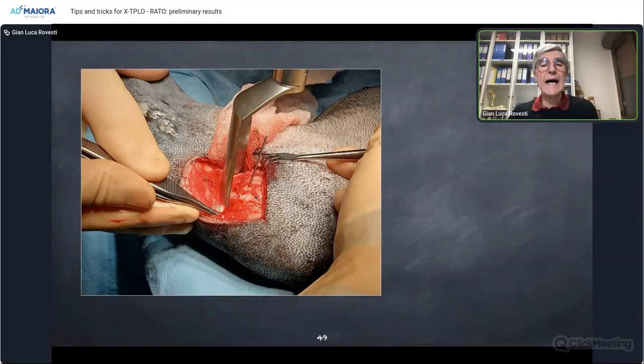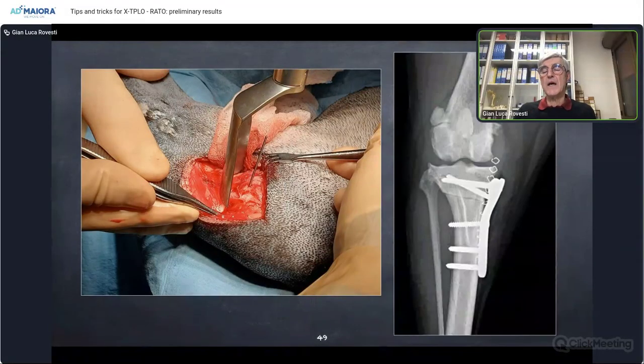So I will align the saw blade to this K wire. And this is very important because sometimes we tend to hold this blade at an angle. And I had some cases that ended up in this way, with the oblique cut. This is not good. This will also hinder the rotation phase. So I want to stay on the frontal plane, and this will be my guide.